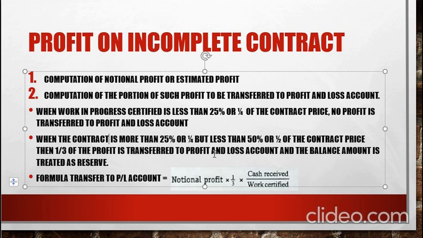So what is the formula to find out how much profit is transferred to your profit and loss? Notional profit into one third into cash received divided by work certified. You would have got your notional profit by calculating from your contract account. Notional profit into one third into cash received divided by work certified. So one third of the profit will be transferred.